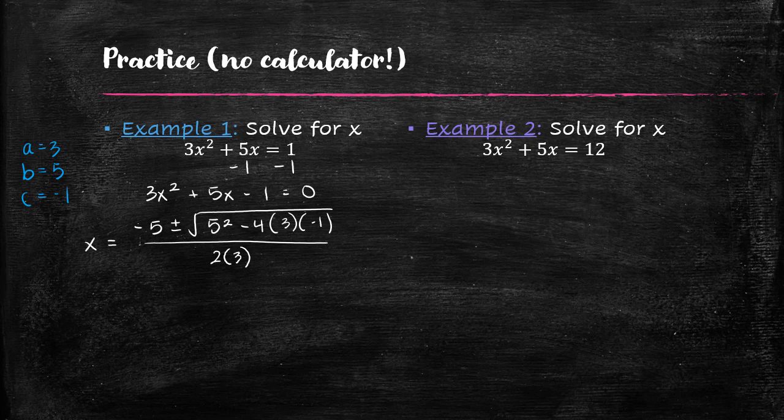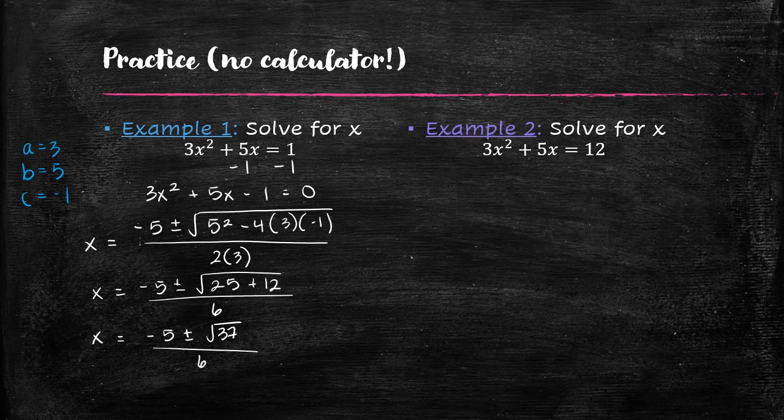So let's do that. We're going to have negative 5 plus or minus the square root of 25 plus 12. So notice 4 times 3 times negative 1, that would get us negative 12, but we're subtracting that product, so we'll end up adding 12, and that's all divided by 6. Okay. So let's keep going. Under that square root is the only work we've got to do, and we get a total of 37.